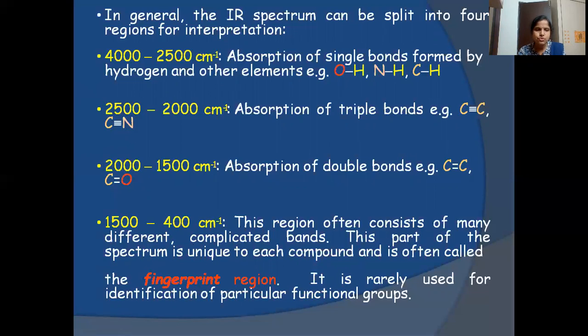It is rarely used for the identification of particular functional groups. That means when two compounds have almost the same structure and differ only in the position of the bonds or groups, then we can go for this fingerprint region to identify which of the two different molecules or samples is present.